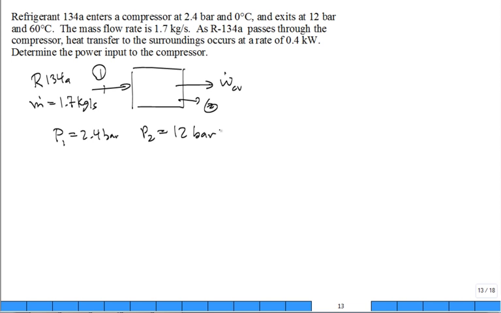I look at that. Does that make sense? The pressure went up? Yeah, it's a compressor. The purpose of the compressor is to boost the pressure. The temperature inlet, 0 degrees C. The temperature outlet, 60 degrees C. When you're smashing that refrigerant together, things get hot.